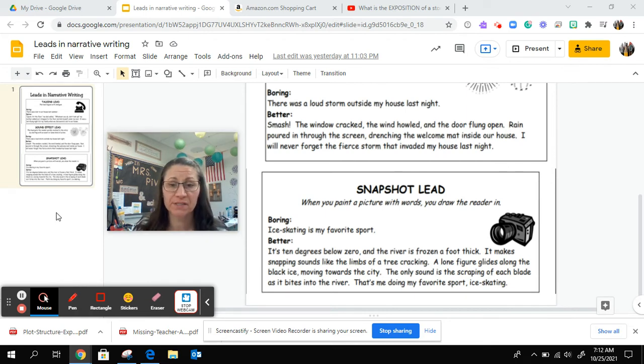it's 10 degrees below zero and the river was frozen a foot thick. It makes snapping sounds like the limbs of a cracking tree. A lone figure glides along the black ice, moving toward the city. The only sound is the scraping of each blade as it bites into the river. That's me doing my favorite sport, ice skating.